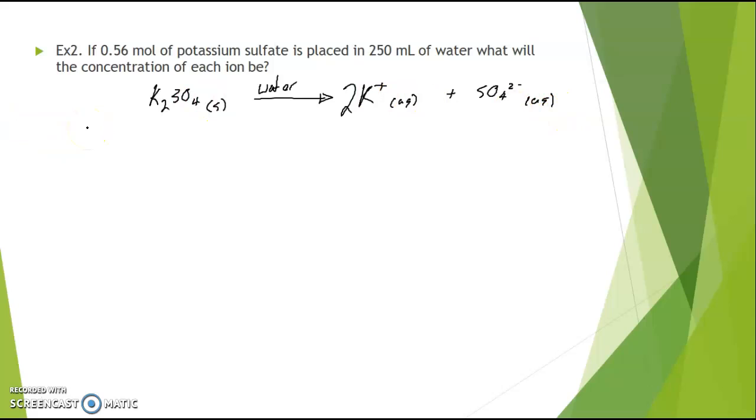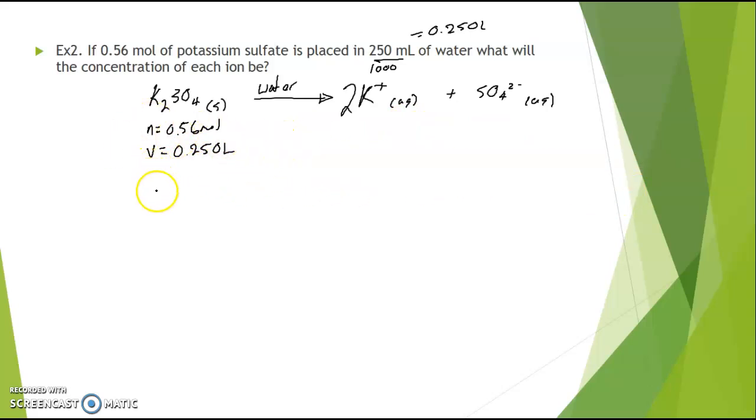Now this one, they don't give us the direct concentration, but they tell us how many moles we have of this, and they tell us what our volume is, which is 0.250 liters. So here they have 250 milliliters. I divide that by 1,000, and that gives me 0.250 liters, and that's why I put that down here. My volume across here is the same for every one of those. Remember that from the last one.